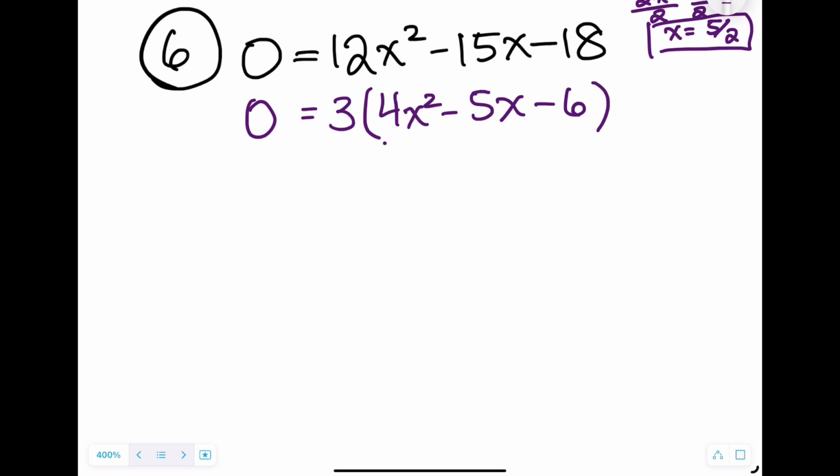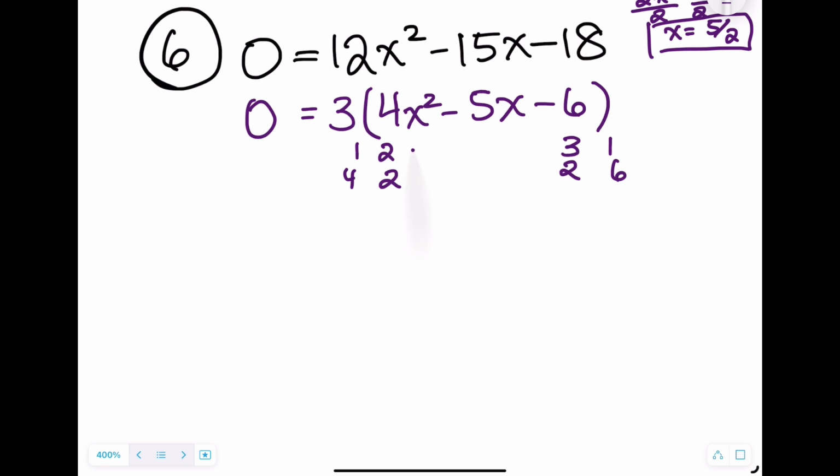So for 4, we have 1 and 4, 2 and 2. And for 6, we have 3 and 2, or 1 and 6. And let's get to trying out our combinations. So at the end of the day, we need to have one of the values on this side for whichever pair of factors we choose. One of them has to be negative to end up with a negative 6 value. And we need to subtract 2 values, one positive, one negative, to end up with negative 5.